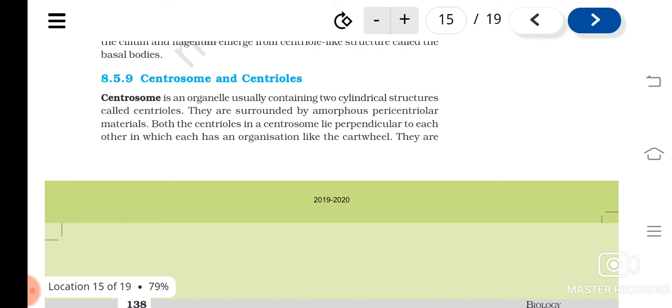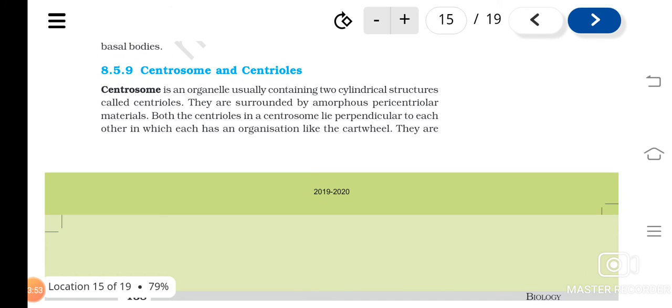Okay, so a centrosome actually contains two cylindrical structures, which are arranged perpendicular to each other. So there are two centrioles in a centrosome. And this is the characteristic of what? Animal cells. We have studied that in animal cells centrosomes or centrioles are present, and they are absent in plant cells.